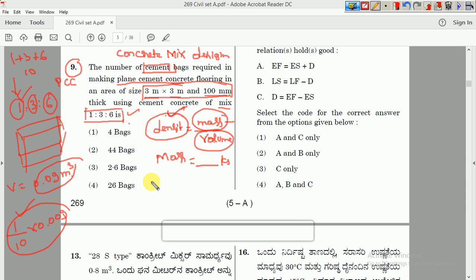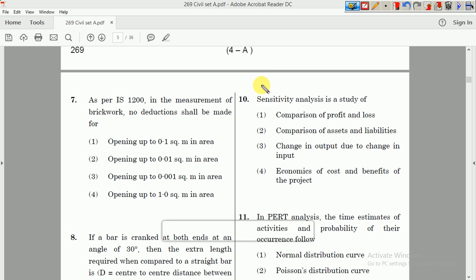One more hint is 1 bag of cement contains 50 kg. In 1 bag of cement it contains 50 kg of cement. By that you can calculate how many bags are required. This is just a hint, but just follow this hint, you will get an answer. So the answer is 4 bags.